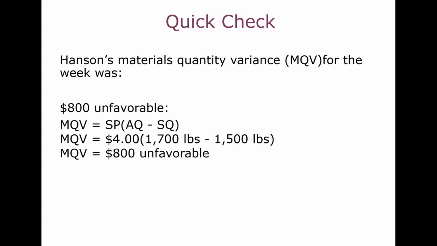The equation for the materials quantity variance is you take the difference between your actual quantity of 1,700 pounds and you subtract your standard quantity of 1,500 pounds. You get 200 pounds. Multiply that by the standard price of $4 per pound, and you come up with an $800 unfavorable variance. They used 200 more pounds than they should have used for the amount that they made.